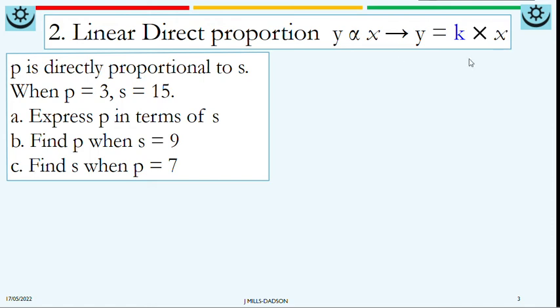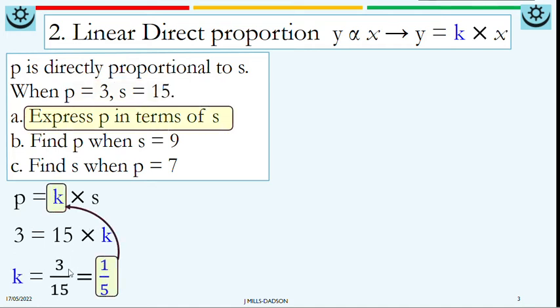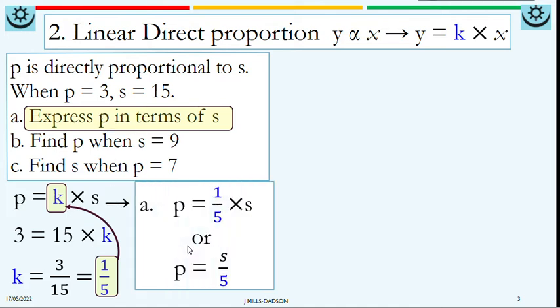So we start with the proportionality formula, and we use these two given initial values. We substitute to find K. So P is 3 and S is 15. So here to find K, we divide each side by 15, and K will be 3 over 15. Simplest form will be 1 over 5. So this implicit formula needs to be made explicit by replacing K, and that will be our answer for A. So the real formula now is P equals 1 over 5 times S in simplest form. P is equal to S over 5.